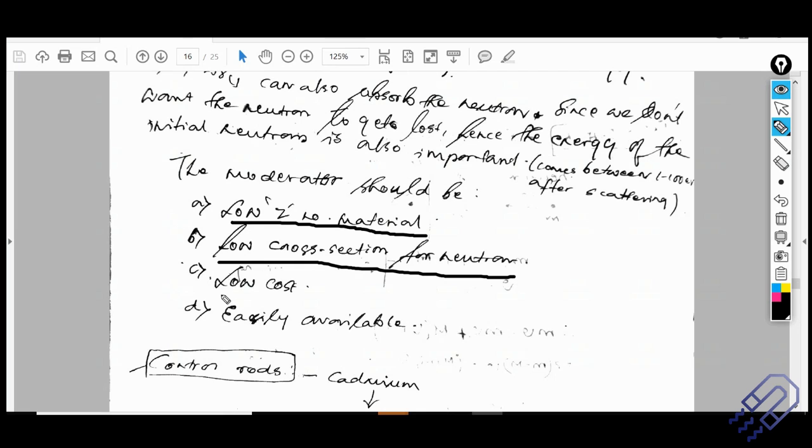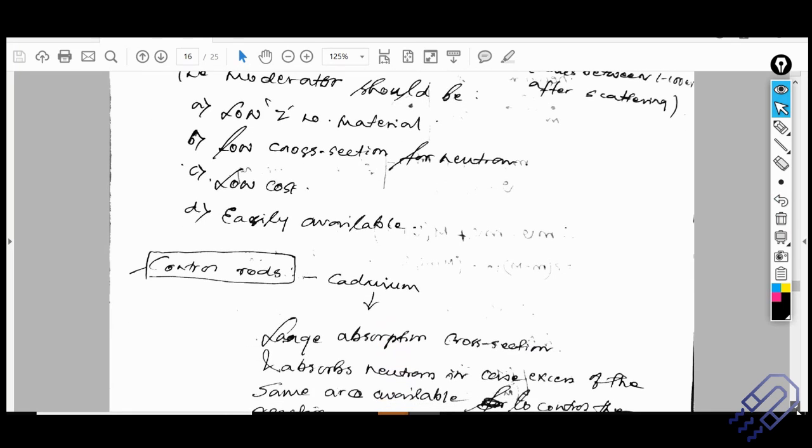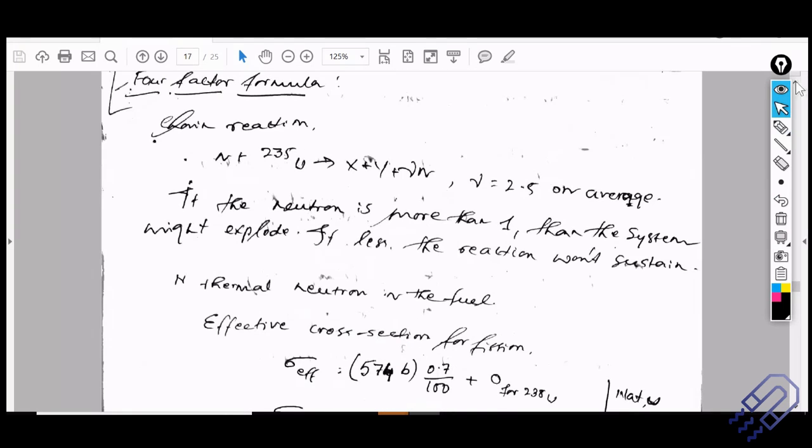Of course, low cost. Heavy water is low cost. In any experiment we are usually looking for low cost, and easily available. Heavy water can be easily made. And finally, the third element is the control rod. So what did we see is nuclear fuel, that is important, and then we talked about the moderator and the control rod. But control rod, I'm not going to go into the detail. It's just this much, and we kept it very simple here.